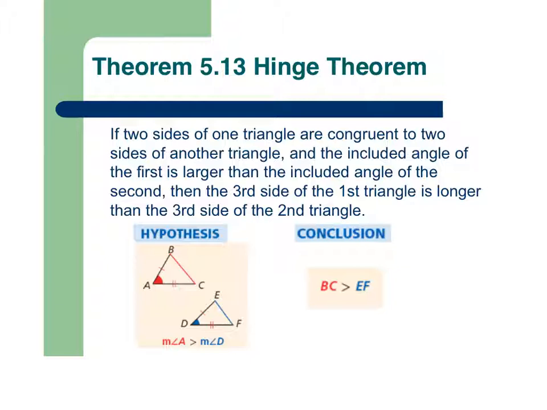What it says is, if two sides of one triangle are congruent to two sides of another triangle, and the included angle of the first is larger than the included angle of the second, then the third side of the first triangle is longer than the third side of the second triangle. That's a whole lot of words. I'm going to explain it with my scissors. I will show you a demonstration of the Hinge theorem. I'm going to give you a visual.